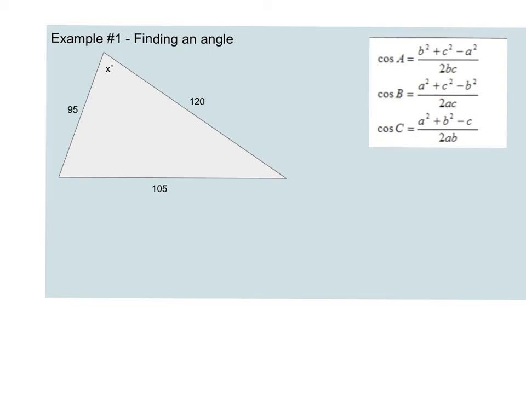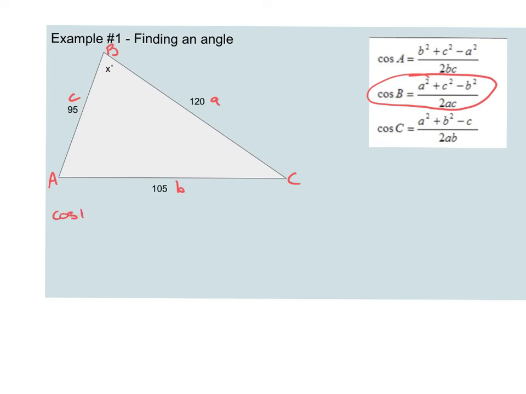Okay, now let's take a look at an example where you're going to try and find a missing angle if you're given all three sides. Again, it doesn't matter which angle we call which. Let's call this one A, this one B, and this one C. If I'm looking for angle B, that means I'm going to use this formula. Remember, the side opposite of angle B is b, the side opposite of angle C is c, and the side opposite of angle A is a. So it's going to look something like this.